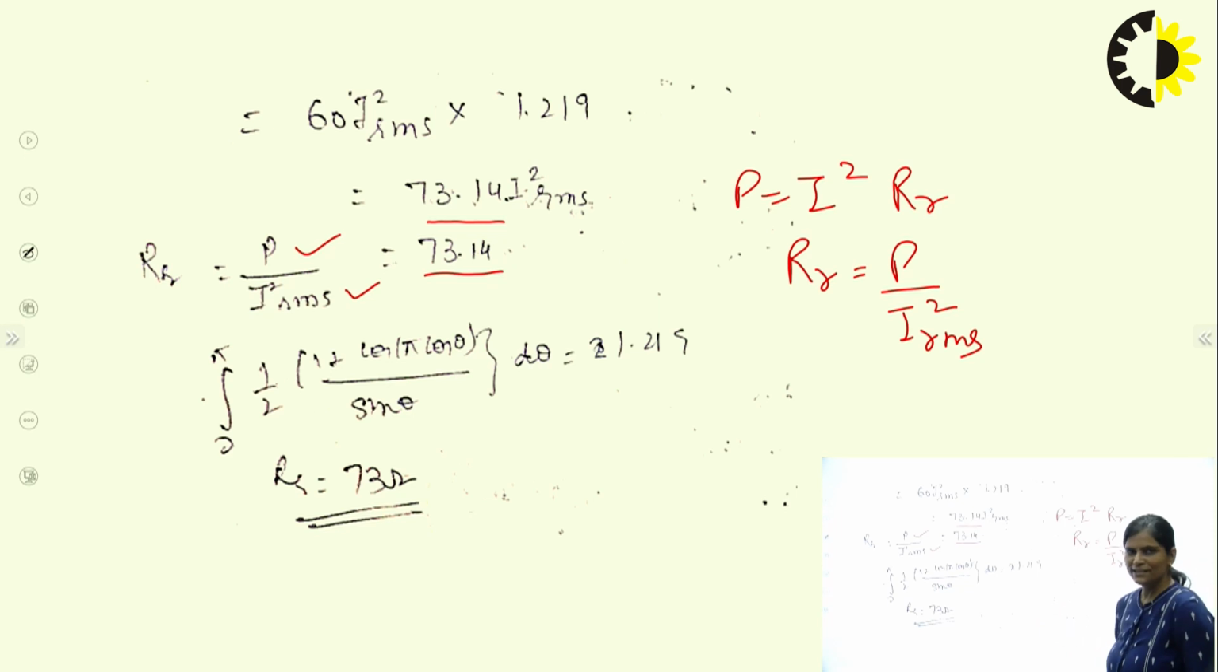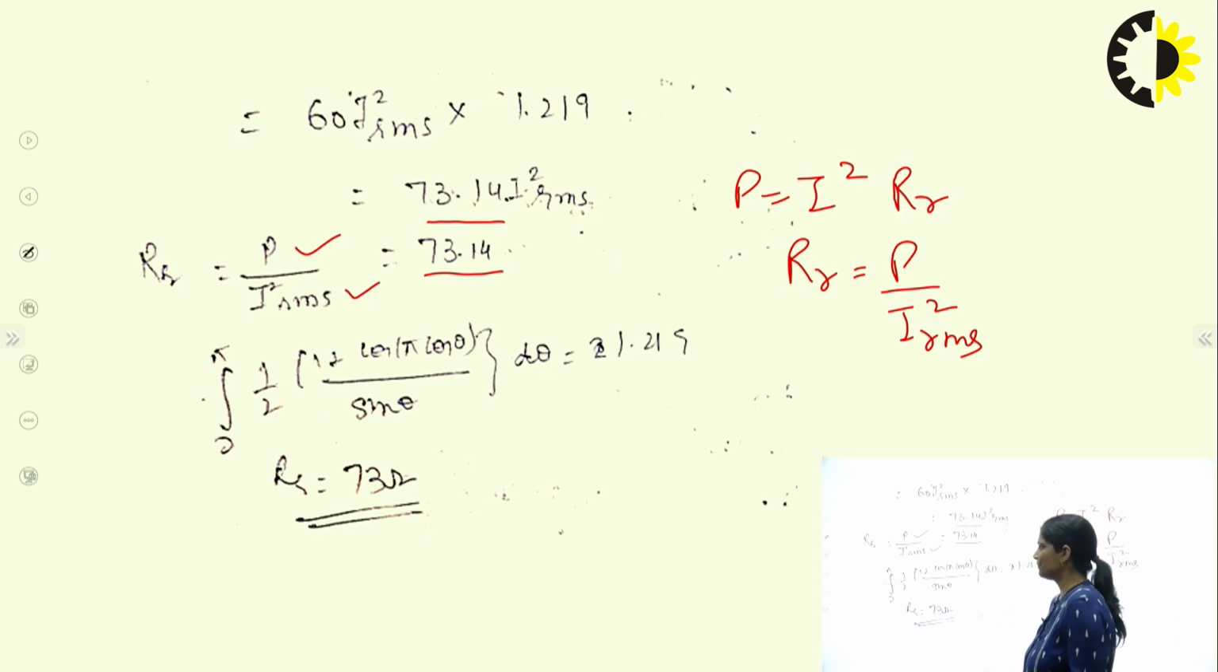So what are you finding here? You are finding radiation resistance and average power. When you are finding average power, you should know the electric field and magnetic field. Then only you can find the average power. After finding the average power, you can find the radiation resistance.